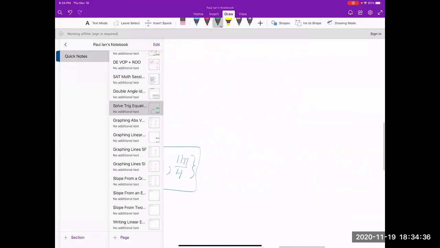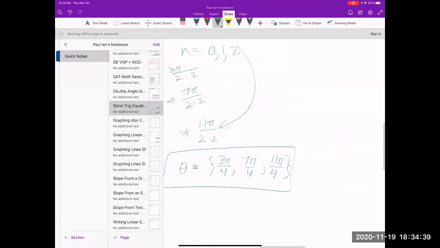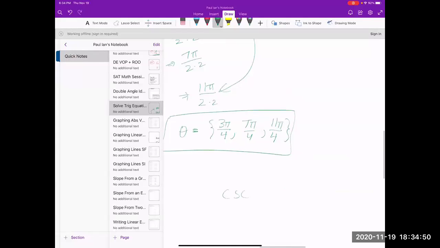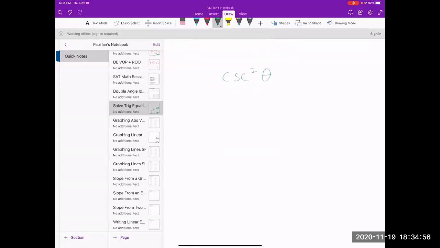All right, let's try to do the other one. Can we try number 22? Let me see. It's cosecant squared theta equals cotangent theta plus 1. Cosecant squared equals cotangent theta plus 1. Yeah. Okay. So for this one, let me see the identities, because usually it's the identities that are like.